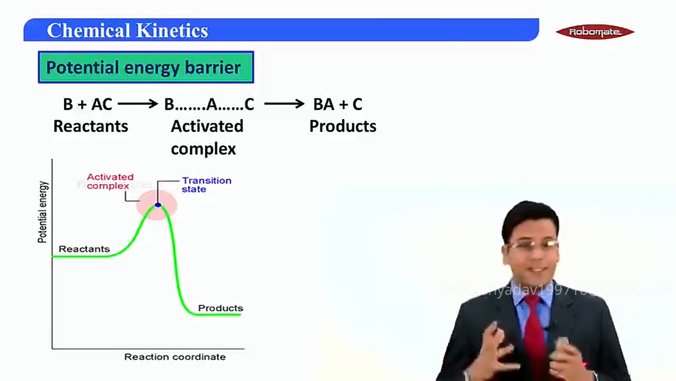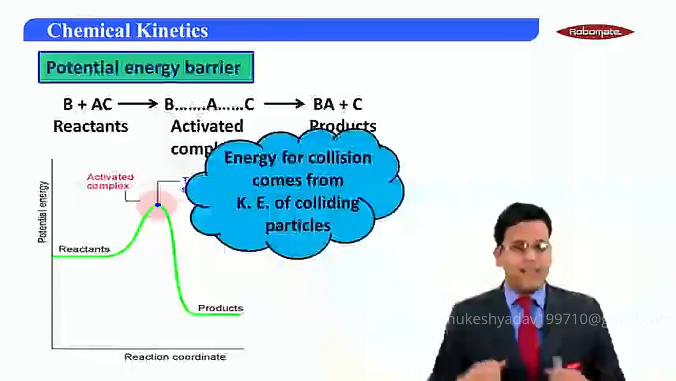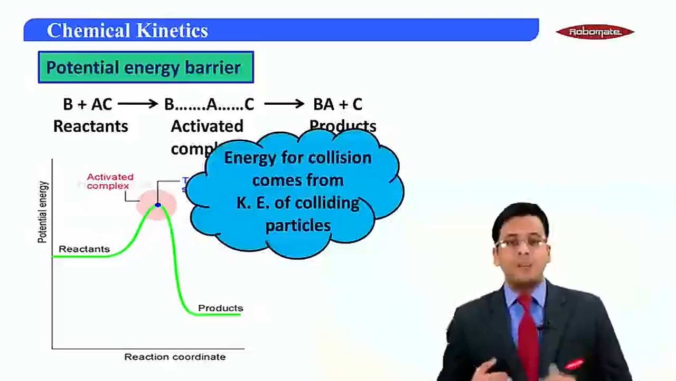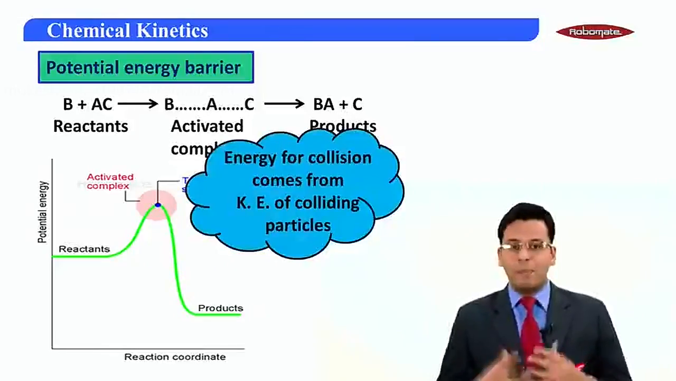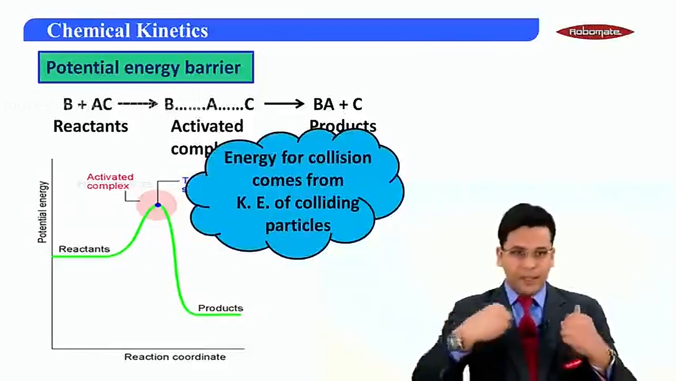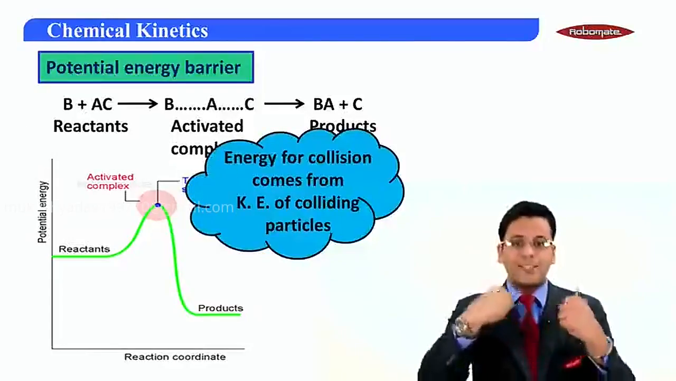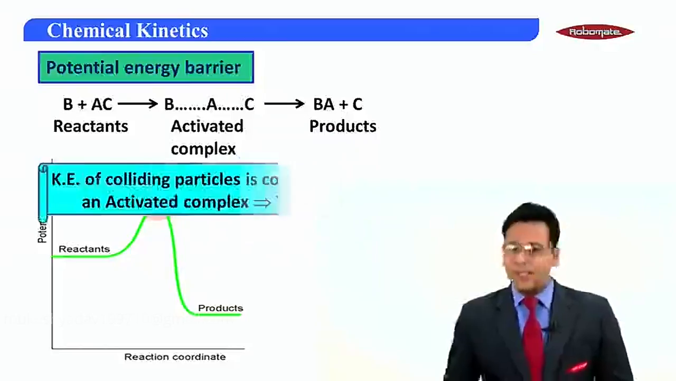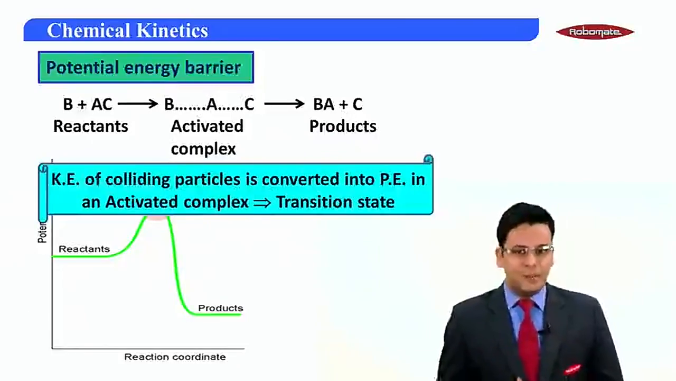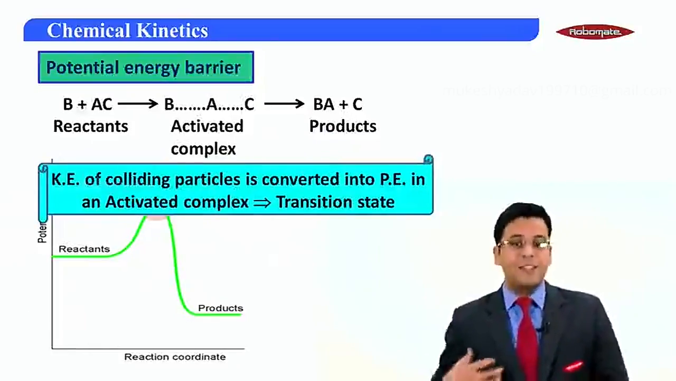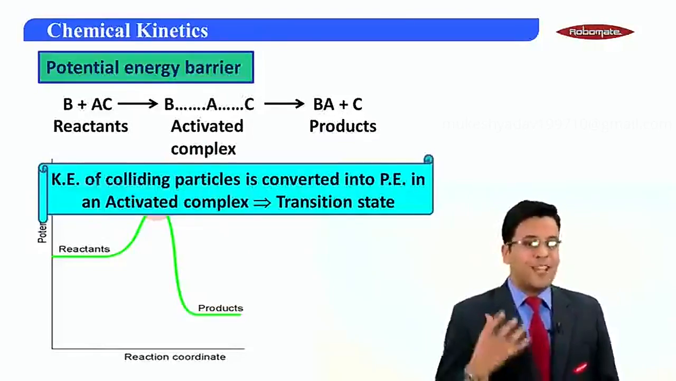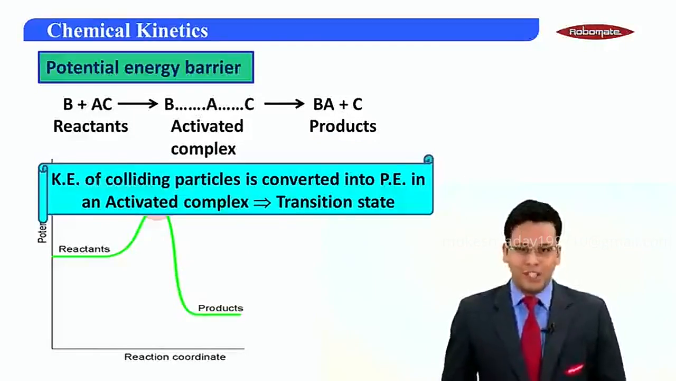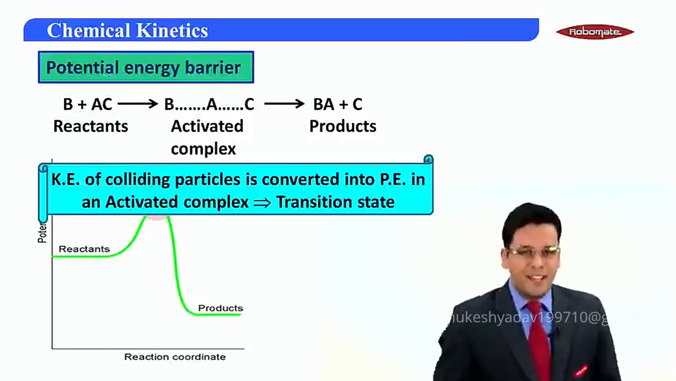When the reaction is taking place, the energy of collision comes from the kinetic energy of the colliding particles. These colliding particles are coming together. They are colliding with some kinetic energy. Now, when they collide, this kinetic energy of the colliding particles gets converted into potential energy in the activated complex. And this is where we have a transition state.